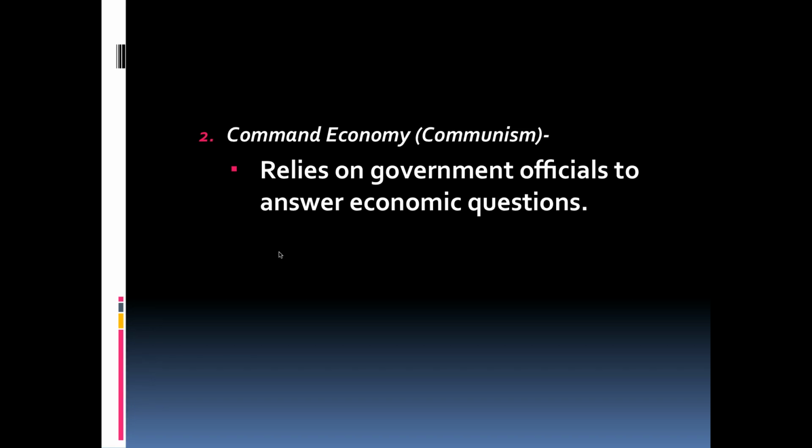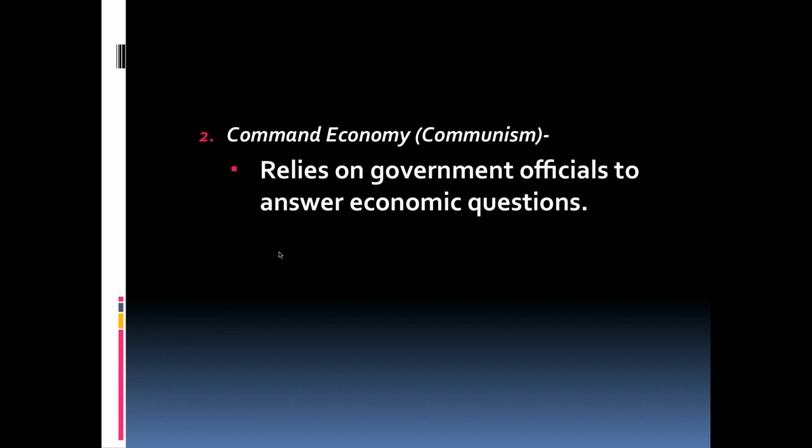Next type of economic system is a command economy. This is also known as communism. So a command economy is going to rely on government officials to answer economic questions. So these officials are central planners who have the power to say what products will be made, how they will be produced, and who will receive them. So central planners might decide how many apples and oranges an economy needs. They'll go ahead and produce or order others to produce those oranges and then distribute them.